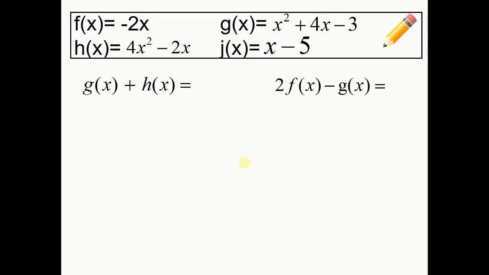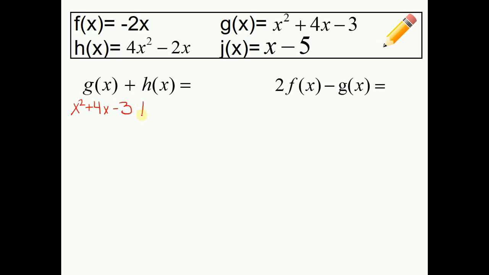So here I have about 4 different functions: f of x, g of x, h of x, and j of x. And what we're going to do is basically add them together, subtract them together, multiply, all that business. So my very first thing I have is g of x plus h of x. So I'm going to find out what g of x was. G of x is x squared plus 4x minus 3. So I'm going to write that down right here. X squared plus 4x minus 3. Then I have h of x right there. So h of x is 4x squared minus 2x.